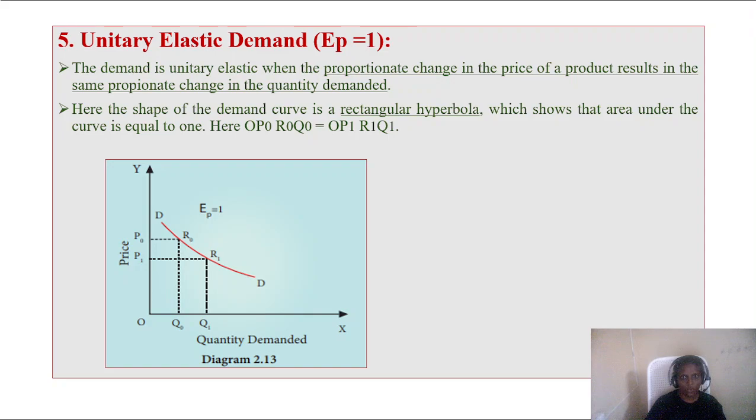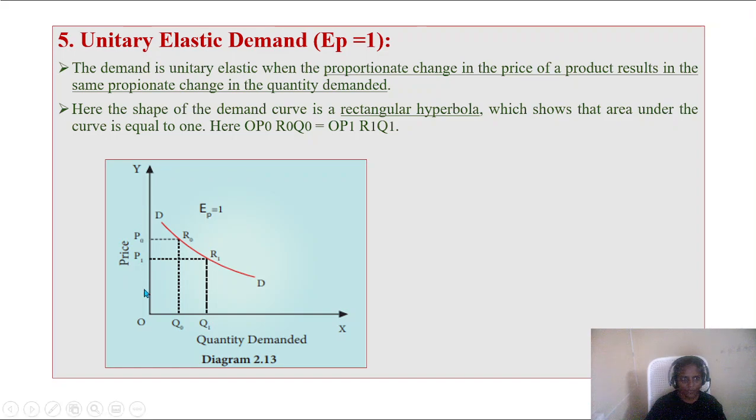So Ep is equal to 1, price elasticity of demand will be equal to 1. How are we saying that it is equal to 1? Whenever there is a proportionate change in the price, it will lead to a proportionate change in the quantity demanded. You see the diagram. In the x-axis we are taking the quantity demanded, in the y-axis we are taking the price for the commodity. You see how far the decrease in the price will lead to how much increase in quantity demanded.